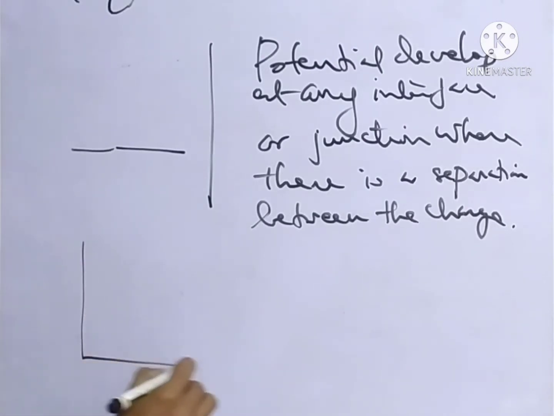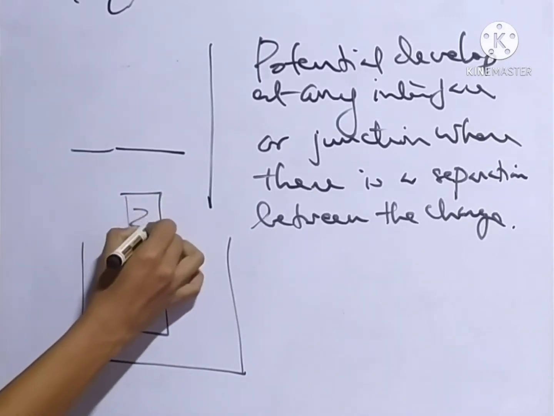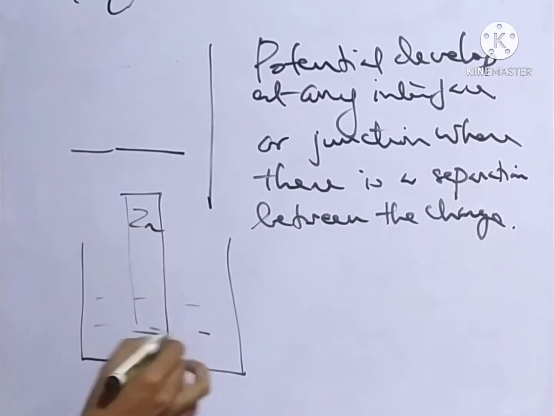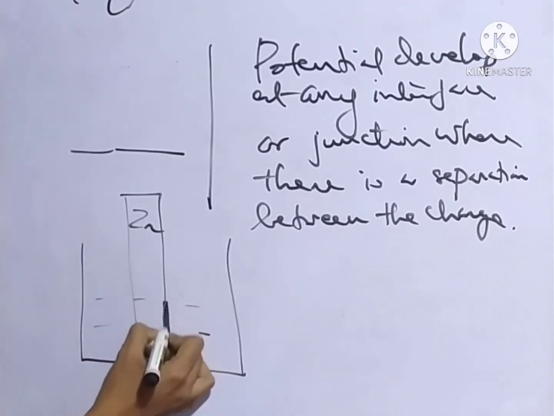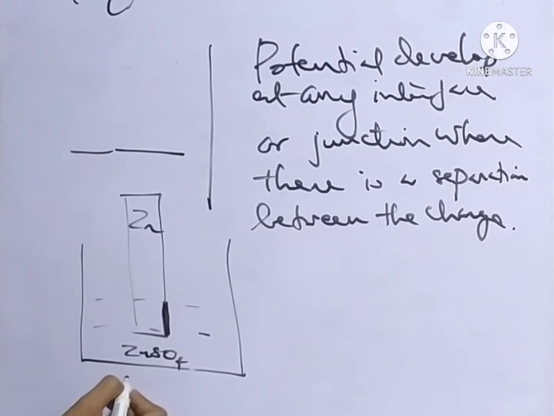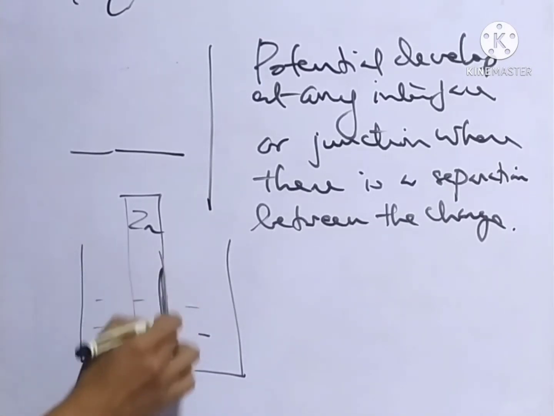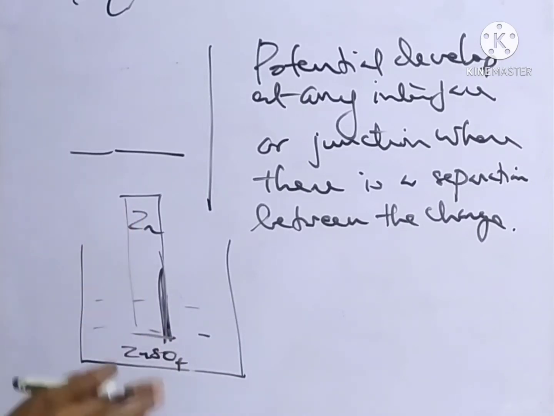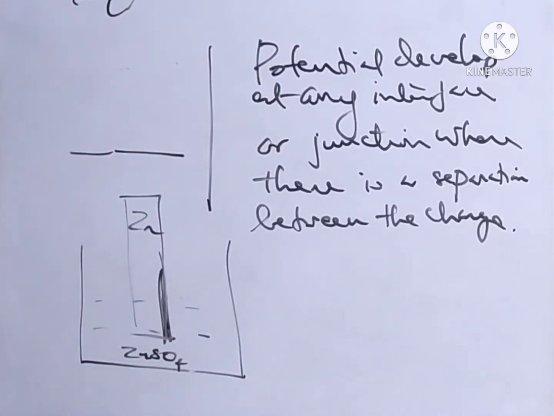So, for example, if we consider a half cell of Daniell cell and consider a zinc rod dipped in zinc sulfate solution, the potential development at the interface of the zinc rod and the zinc sulfate solution is also considered as liquid junction potential.